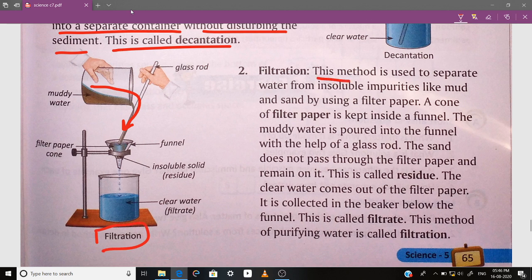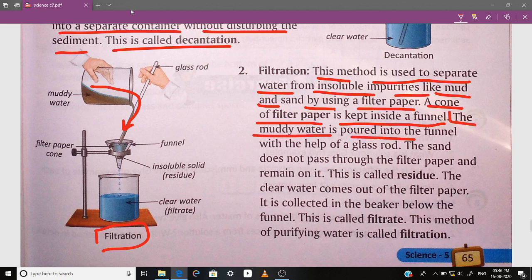Now this method is used to separate water from insoluble impurities like mud and sand by using filter paper. A cone of filter paper is kept inside the funnel. So this is our funnel, and inside the funnel a cone of filter paper is kept. The muddy water is poured into the funnel with the help of a glass rod. So we are pouring this muddy water into the funnel, and the sand does not pass through the filter paper and remains on it. So all the sand will be collected here in the cone, and this is called the residue. Okay, residue is what? The sand which is collected in the cone.